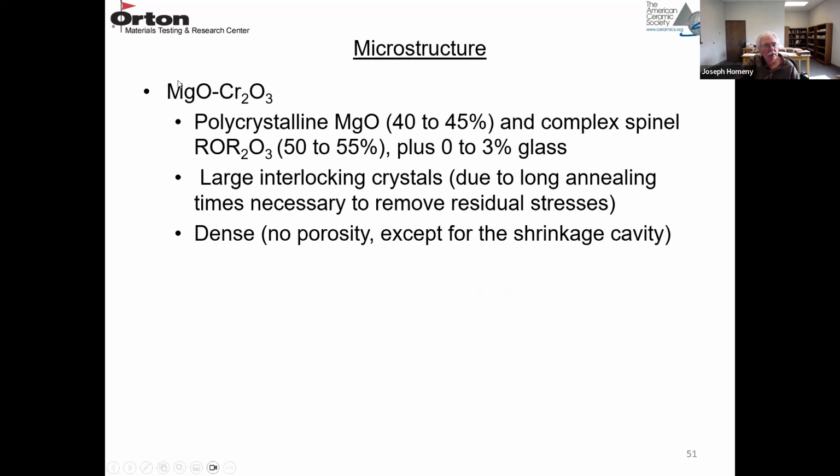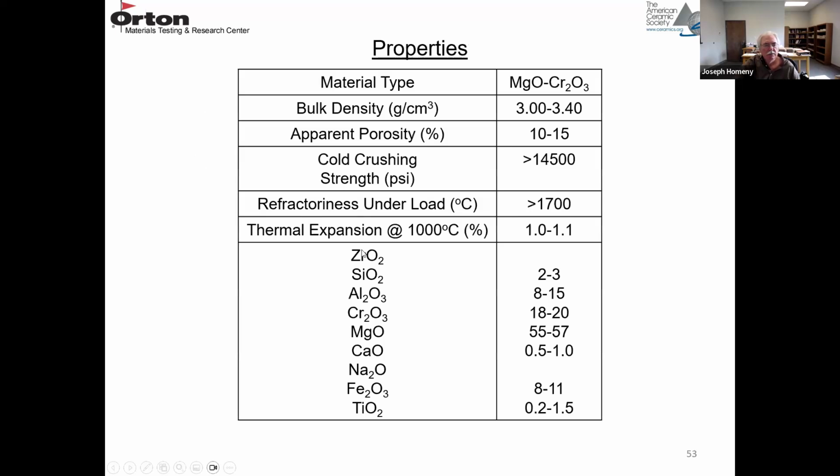And then the last one here, MgO-Cr2O3, is going to be polycrystalline MgO, maybe 40 to 45%. And then you're going to have some complex spinels. These are the RO, R2O3 materials. That may be 50 to 55%, and a small amount of glass from the impurities. Again, all of these are large interlocking crystals, dense, very low porosity.